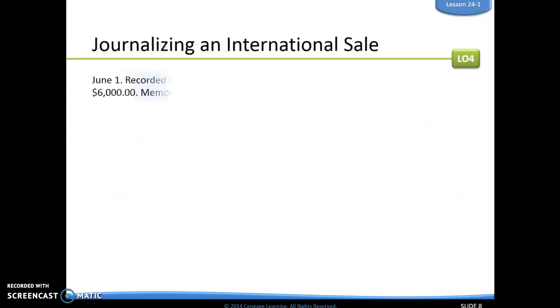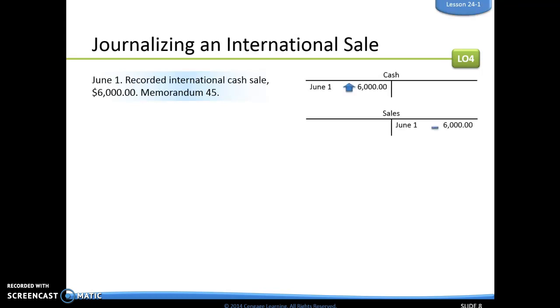All right, let's get into our journalizing then. It says on June 1st, we recorded an international cash sale of $6,000, memorandum 45. Pretty easy here. The only thing they're doing to try to trick us is putting that "international" in there. We're just going to debit cash, since we're receiving cash, and we're going to credit sales.